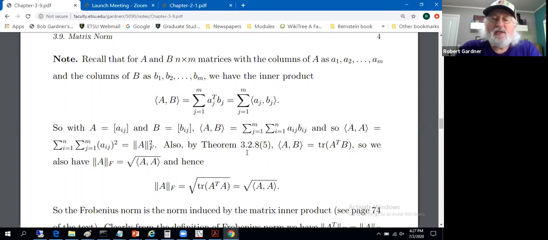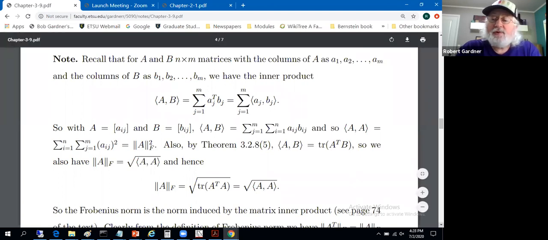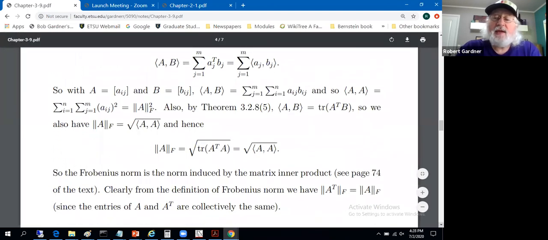We've also seen in the past that the inner product of two matrices A and B can also be computed as the trace of the transpose of the first times the second. So we could express the Frobenius norm itself as, say, the square root of the inner product. We could also express it, since the inner product of a matrix with itself can be expressed as a trace, as the square root of the trace of A transpose times A.